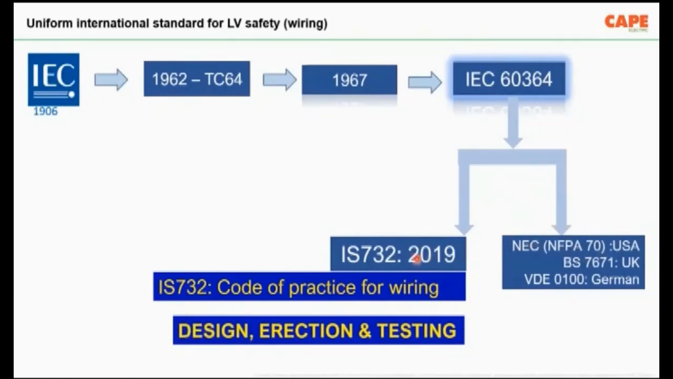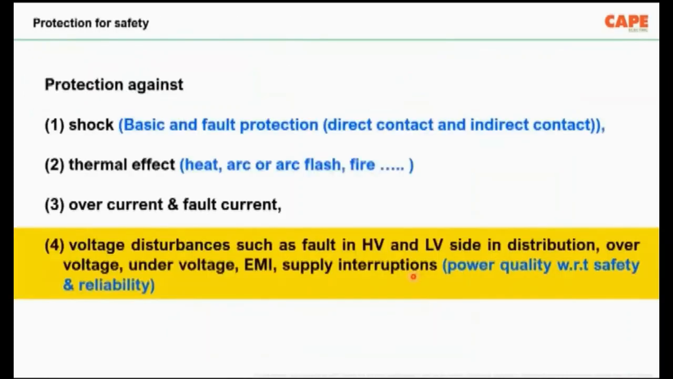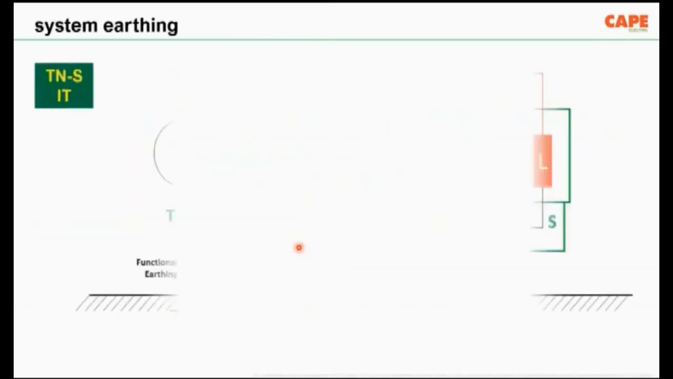When it comes to India, we have IS 732, which is equal to the IEC, NFPA or NEC of America. This IS 732 is from IEC 60364, talking about the design, erection, and testing of the electrical installation. There are 4 major safety measures which we are supposed to include in the installation, out of which the 4th one is voltage disturbances such as fault in high voltage. The 4th one is the subject which is talking about EMI or protection of electronics.